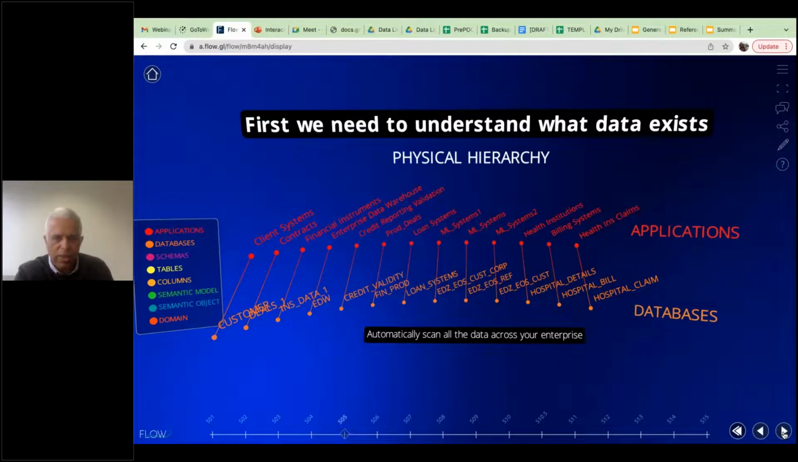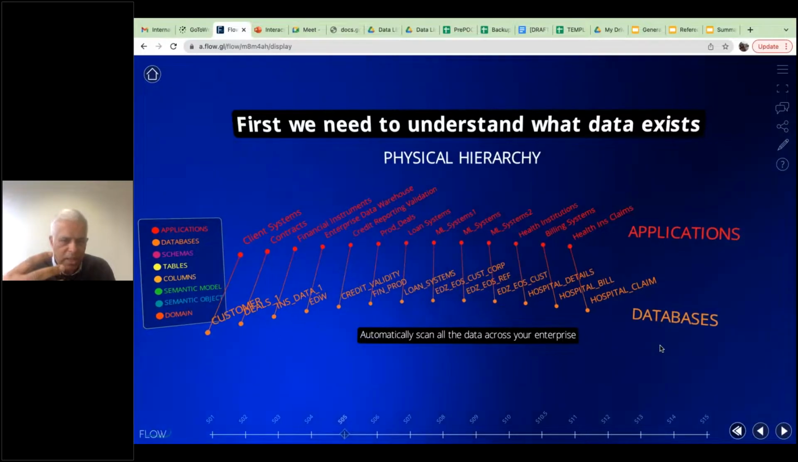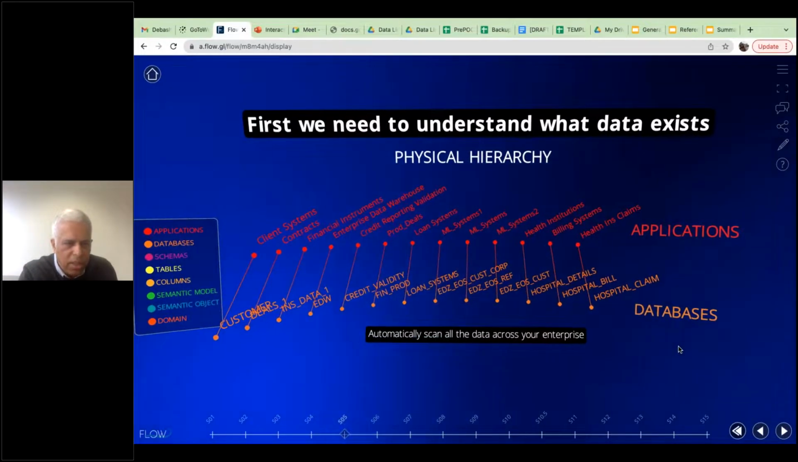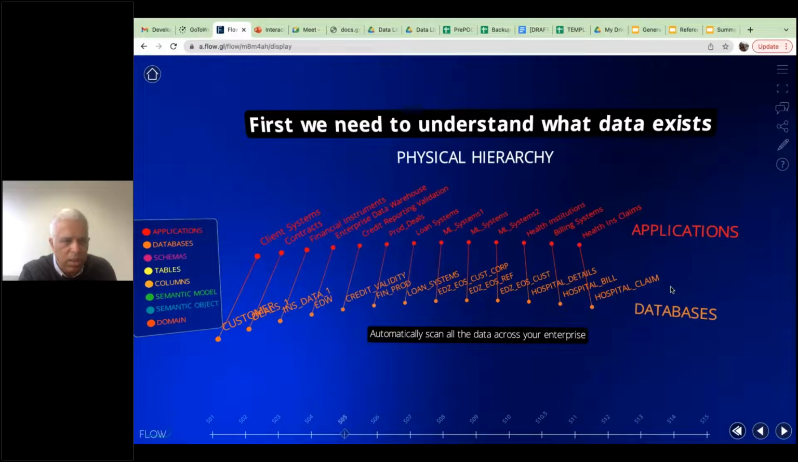So as we have discussed previously, we said that first we need to understand sort of what data exists inside the landscape. So in this particular visualization, Global IDs is able to sort of look at applications, look at databases, look at schemas, look at tables, look at columns, right? And construct the hierarchy. And in many of our financial services customers, we are looking at millions of columns, hundreds of millions of columns, in fact, right? And saying that this is the hierarchy of data.